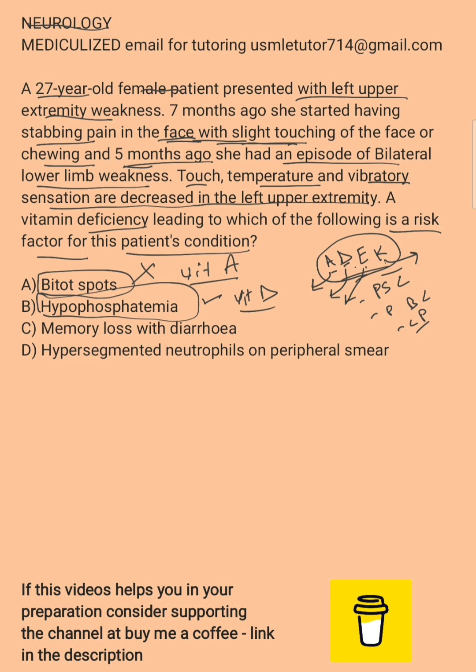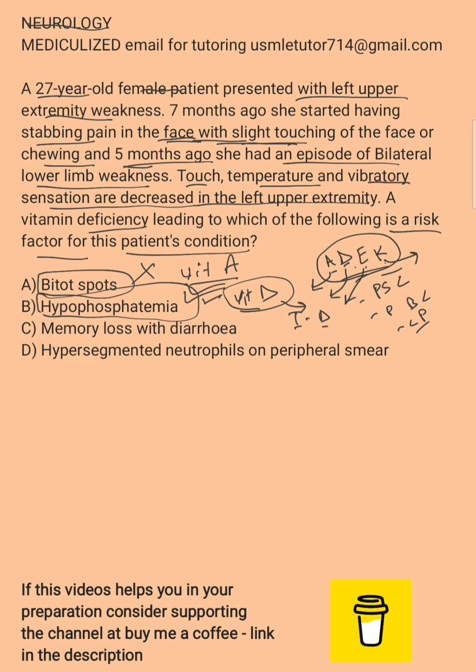So here it is vitamin D. Remember, the reason that vitamin D is a risk factor for multiple sclerosis is because it has a role in immunity. It actually helps with T cell function. It has an immunomodulatory effect there. So that may be the reason. So that is the right answer here, the B.